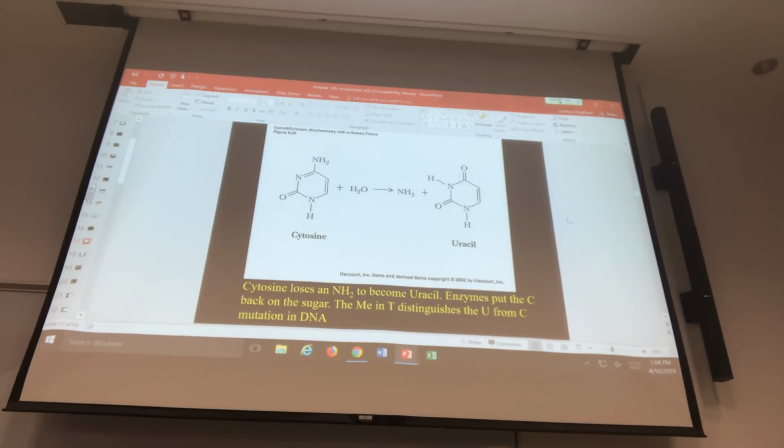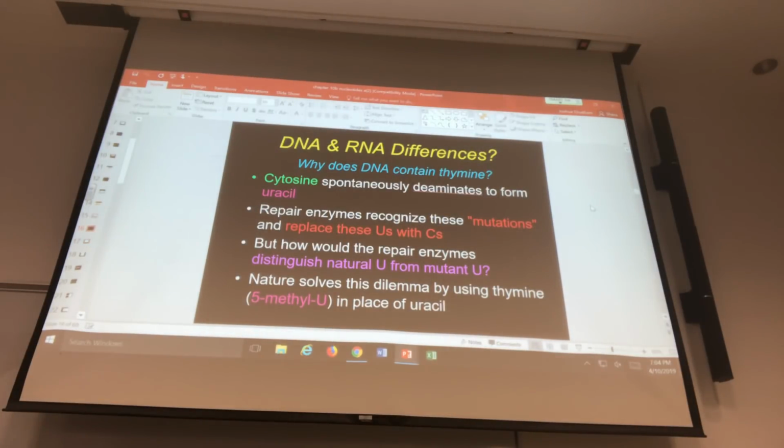So that methyl marker on thymidine is really important. That methyl marker tells repair enzymes that it's supposed to be there. The lack of that methyl marker at that spot means that it needs to be removed, and you put in cytosine. Yes? So technically, is the thymine the marker or the methyl? The methyl group on thymine is the marker.